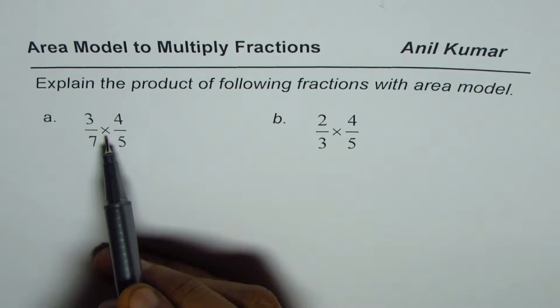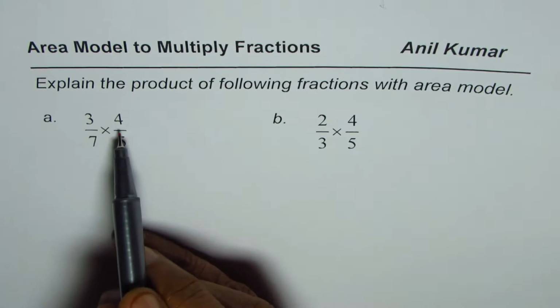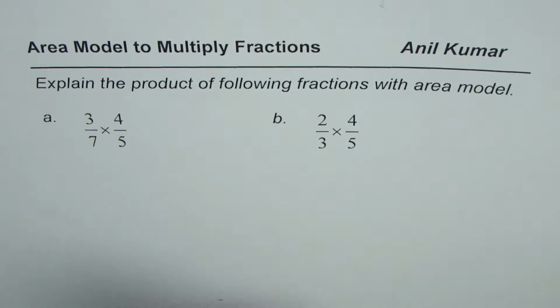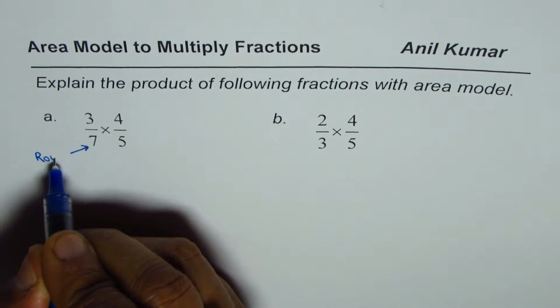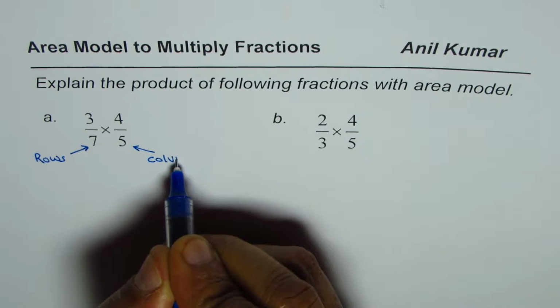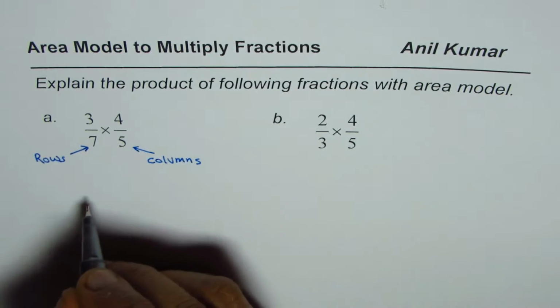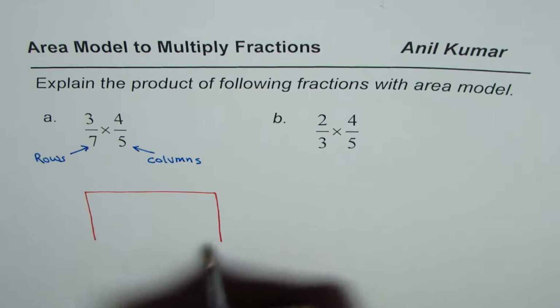Let's do 3 over 7 times 4 over 5. Now whenever you have the product of two fractions, denominators will give you rows and columns. So we'll make 7 rows and we'll make 5 columns. So we are talking about rows and columns of a rectangle. So let me make a rectangle here. So we have a rectangle.